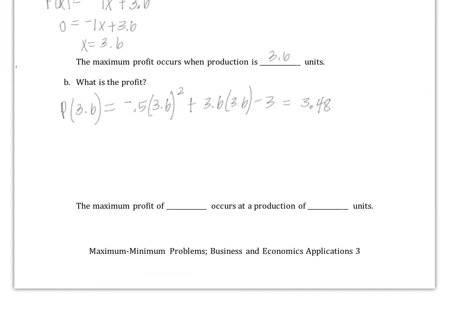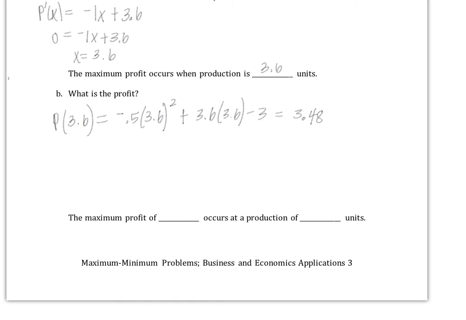So to finish this one out, the maximum profit of 3.48 happens when you produce 3.6 units.